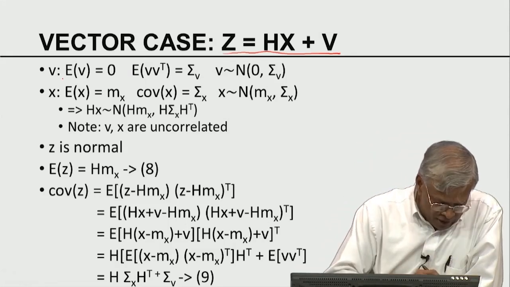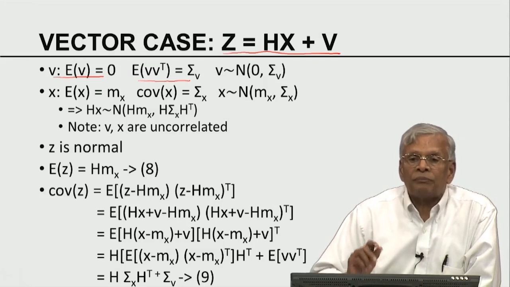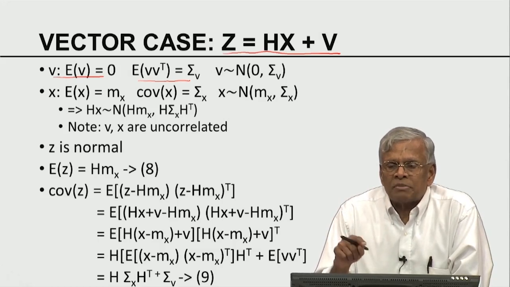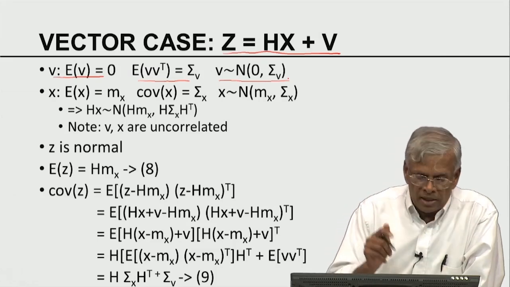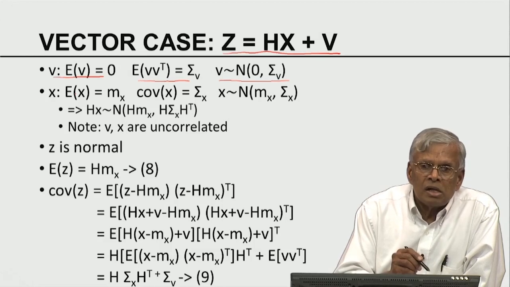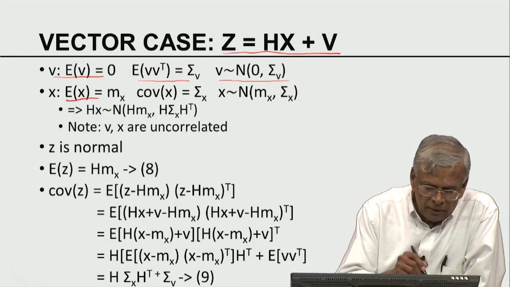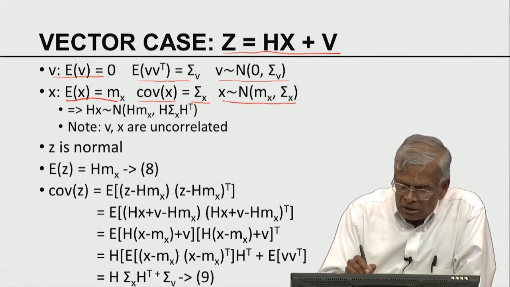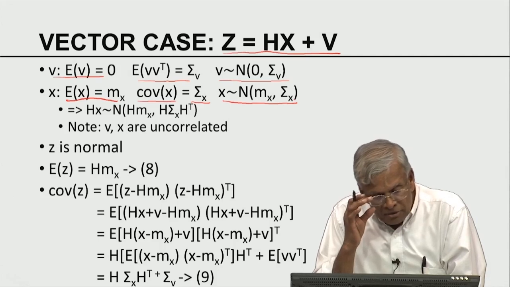V is such that E of V is 0, that means its mean is 0. V is such that its covariance is sigma_V. Please remember, we have utilized sometimes R. We are now going to utilize sigma subscript V. So V is normal with 0 mean and sigma_V as the covariance. X is the unknown. X has a prior distribution. Expected value of X with respect to the prior distribution is m_x. Covariance of X is sigma subscript X. So X has a normal distribution. The prior distribution is m_x, a vector, and sigma_X, a matrix.